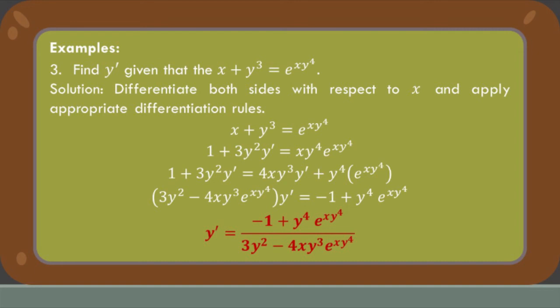And grouping all the y prime terms, we have 3y squared minus 4x y cubed e to the x y to the fourth, times y prime, equals negative 1 plus y to the fourth e to the x y to the fourth. And for the final answer, we have y prime equals negative 1 plus y to the fourth times e to the x y to the fourth, all over 3y squared minus 4x y cubed times e to the x y to the fourth.